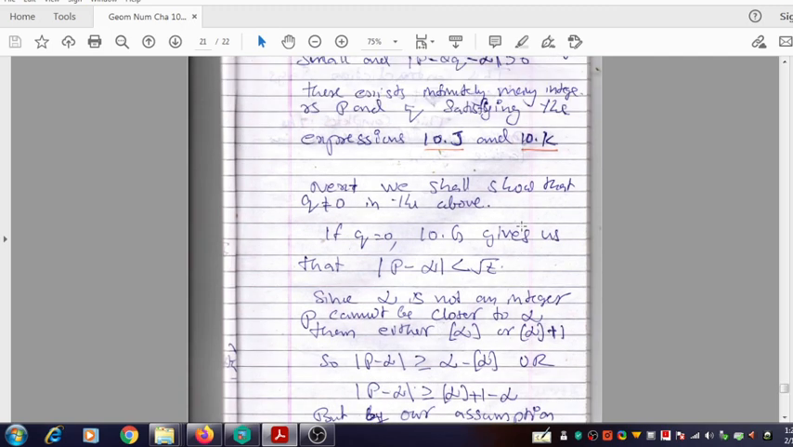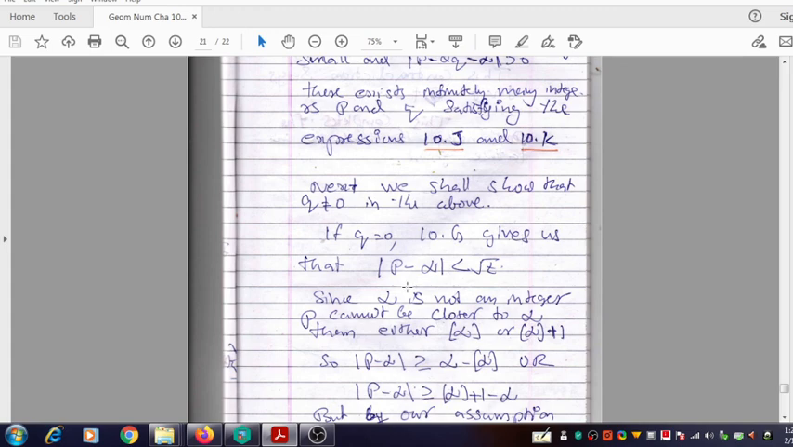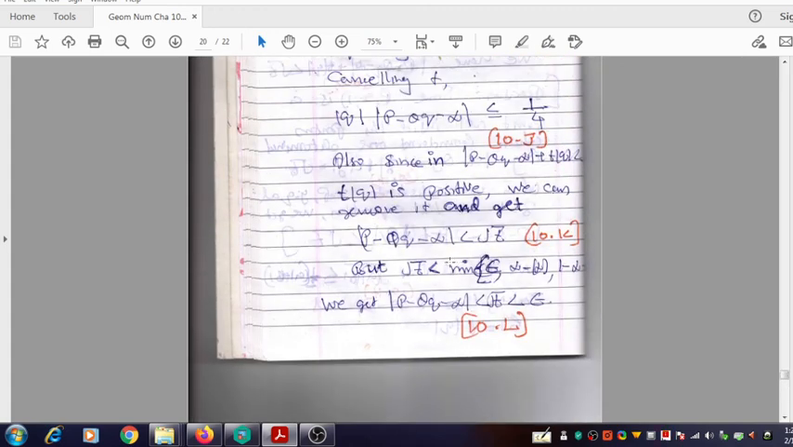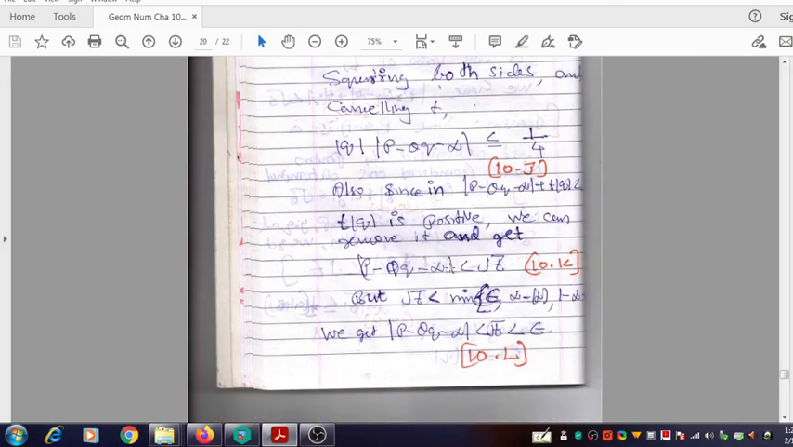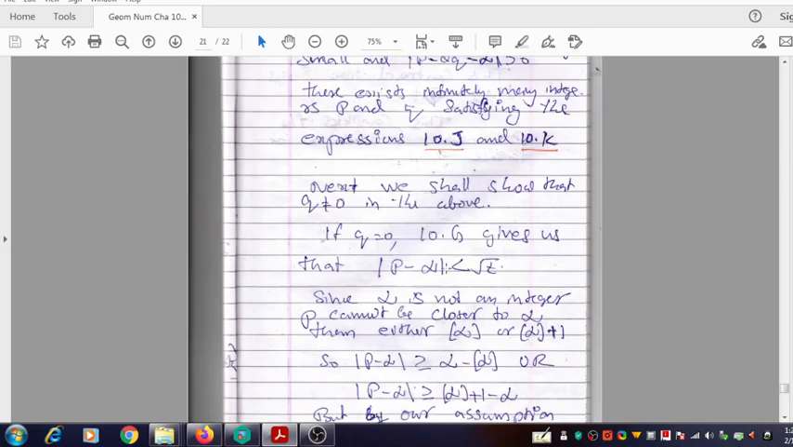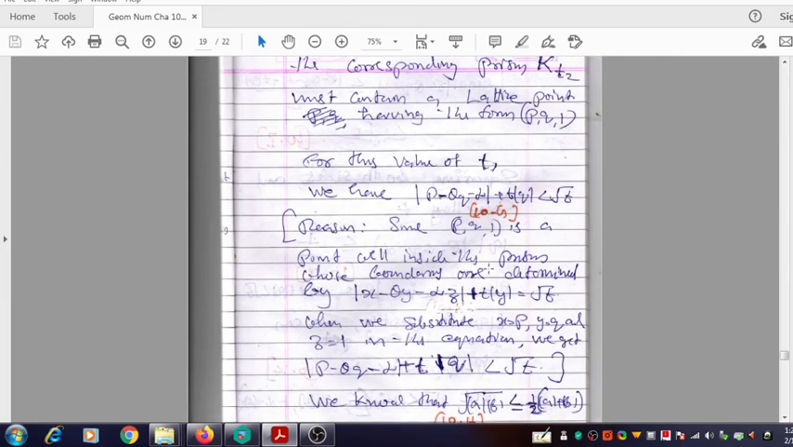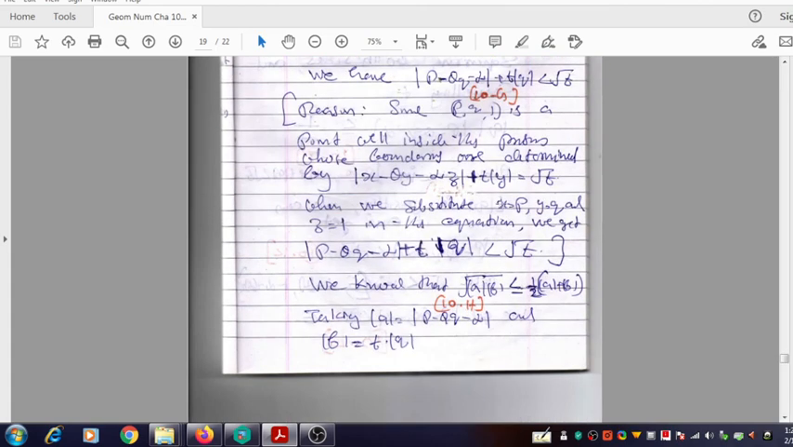If q equals 0, refer to equation 10.g. 10.g is: modulus of p minus theta q minus alpha plus t into modulus of q is less than root t.